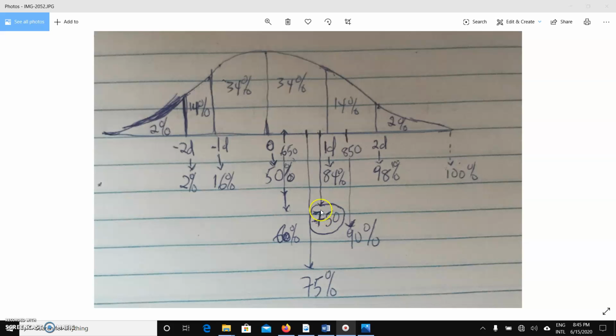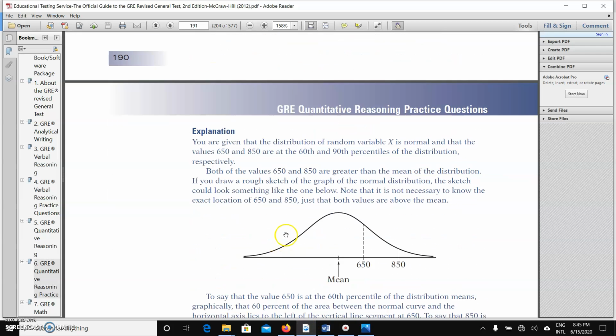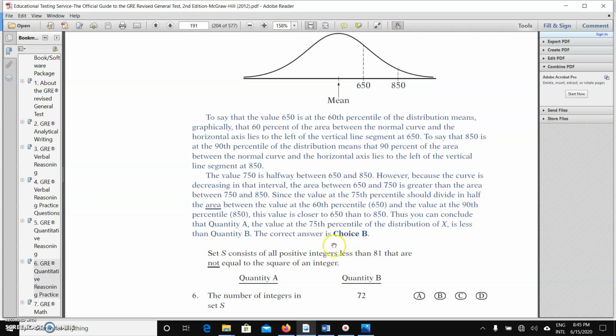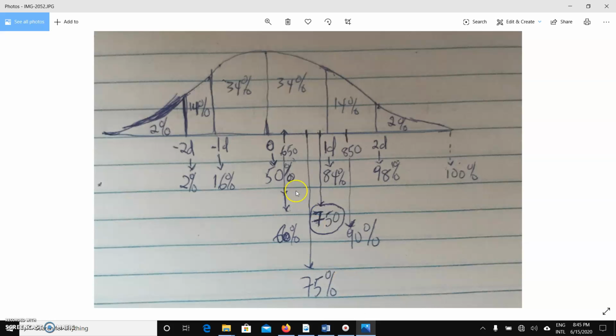Now, if you look at it on the graph, it means that 750 is more than 75%, and that's why B is the answer. If you check through, B is the answer. So that's the answer. And this is quite technical, but just take your time and read through it.